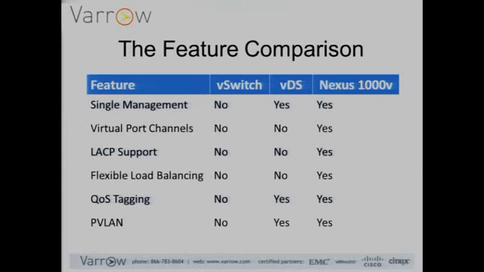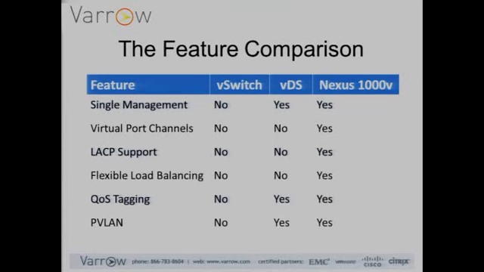Virtual port channels. If you're not familiar with this, this is kind of a carryover from the Cisco Nexus hardware switching line, which allows us to do some neat port channeling and failover things to separate switches, non-clustered switches, and the 1000v gives you more flexibility and configuration options. LACP support. So the only option right now, if you're a big user of LACP, is the 1000v.